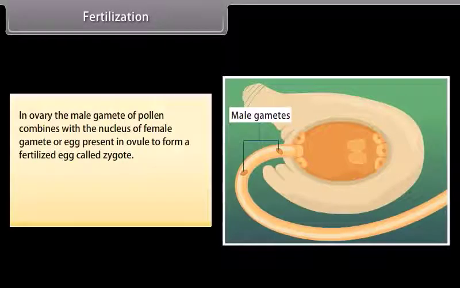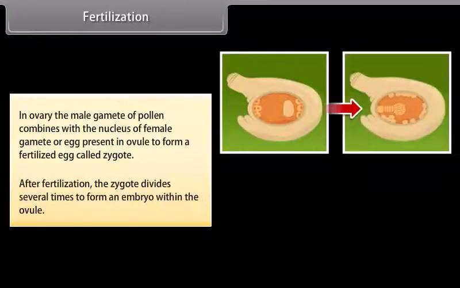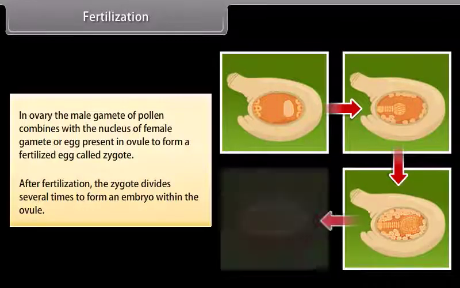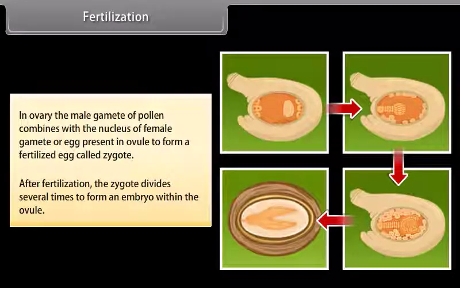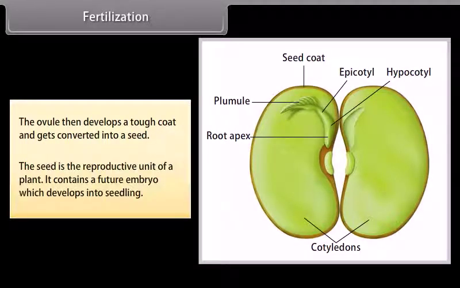In the ovary, the male gamete of the pollen combines with the nucleus of the female gamete or egg present in the ovule to form a fertilized egg called the zygote. After fertilization, the zygote divides several times to form an embryo within the ovule. The ovule then develops a tough coat and gets converted into a seed. The seed is the reproductive unit of a plant. It contains a future embryo which develops into a seedling.